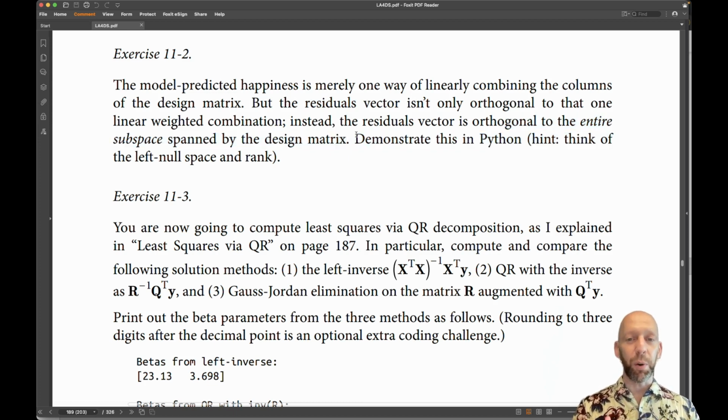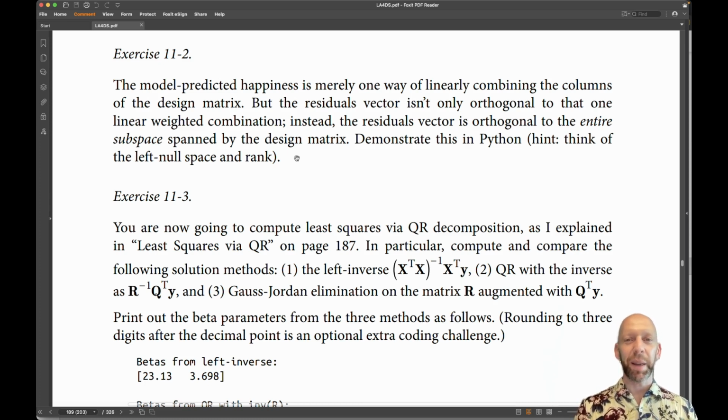So your goal in this exercise is to figure out a way to demonstrate that that is the case in Python. And my hint here is to think about the left null space of the design matrix, and the rank. And you might remember that I showed you an algorithm for determining whether a vector is in the column space spanned by a matrix. So a couple of hints there. I hope that helps you figure out how to solve this.